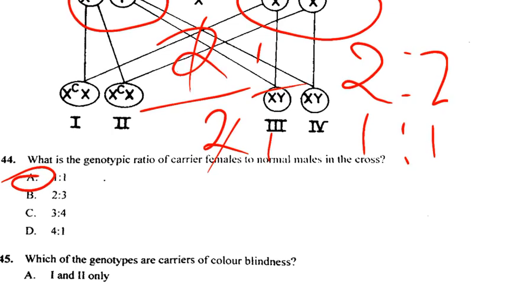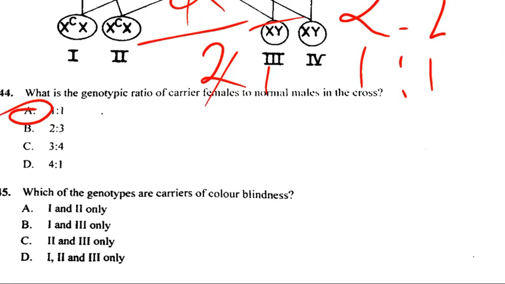Question 45 reads, which of the genotypes are carriers of color blindness? Like I mentioned, carriers are individuals who have a defect. However, they cannot pass the defect on. Carriers, I'll repeat, carriers are individuals who have the defects. The defect is not affecting them. However, they are capable of passing on the defect to their offspring.